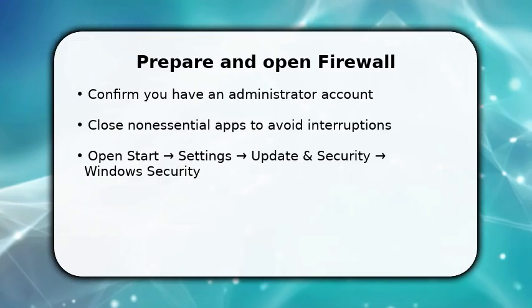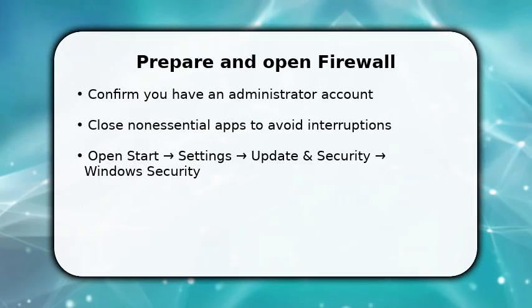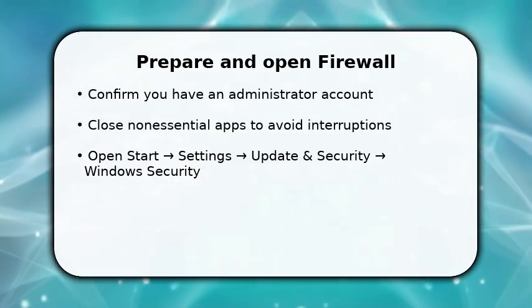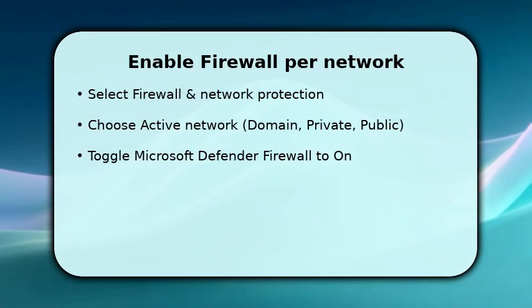You're starting the actual task immediately. This path gets you to firewall and network protection where the toggle lives. Make sure your device is on and awake so nothing blocks the procedure. Once in Windows Security, click Firewall and Network Protection to see network profiles and status.